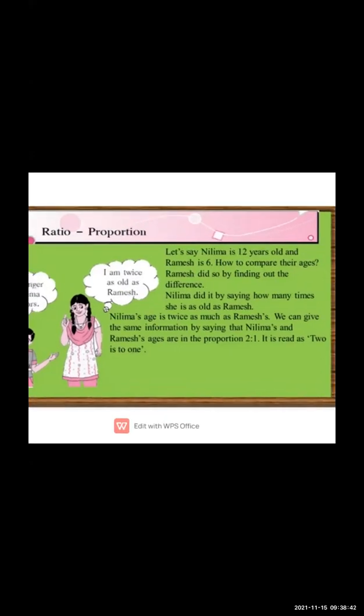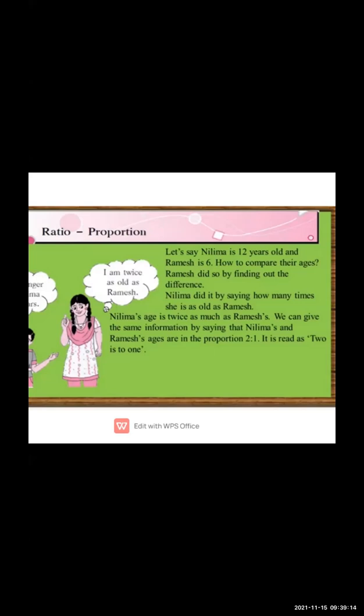Let's say Nilima is 12 years old and Ramesh is 6 years old. How will we compare their ages? Ramesh did so by finding out the difference. Nilima did it by saying how many times she is as old as Ramesh.